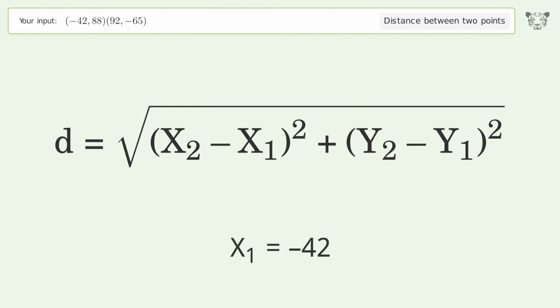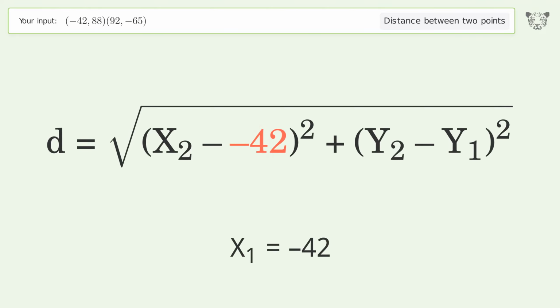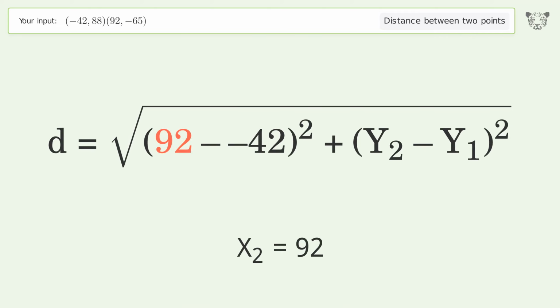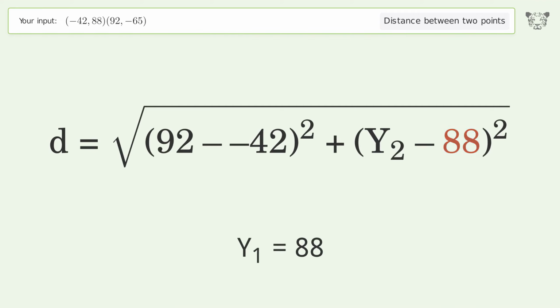x1 equals -42. x2 equals 92. y1 equals 88. y2 equals -65.